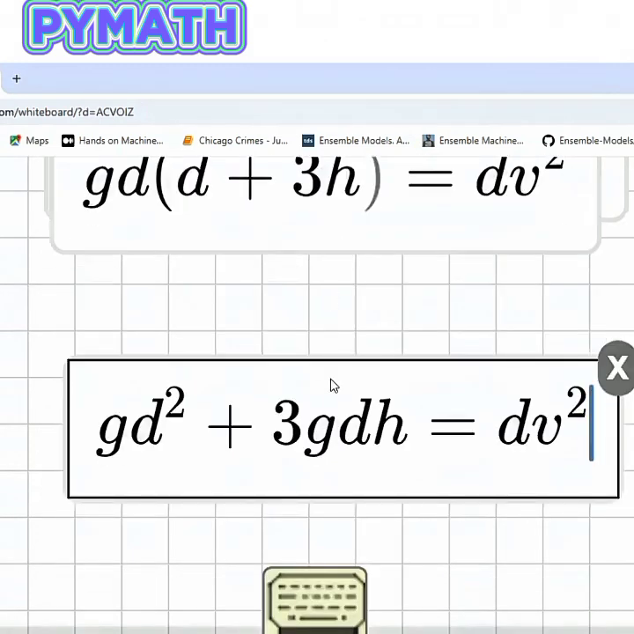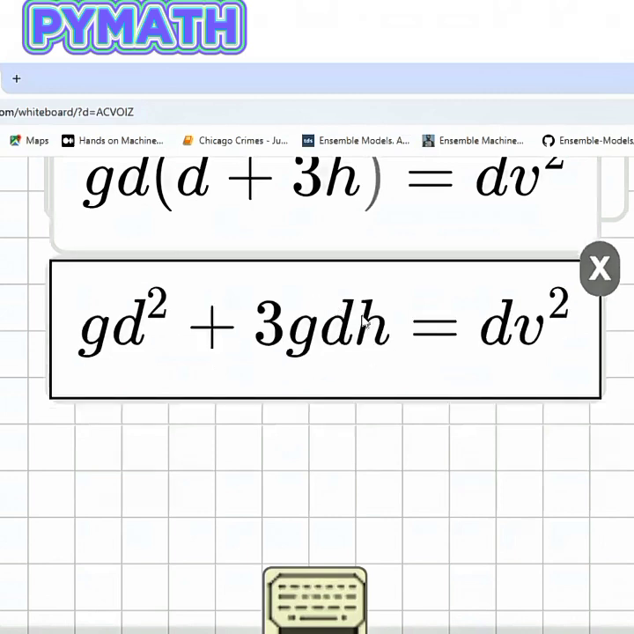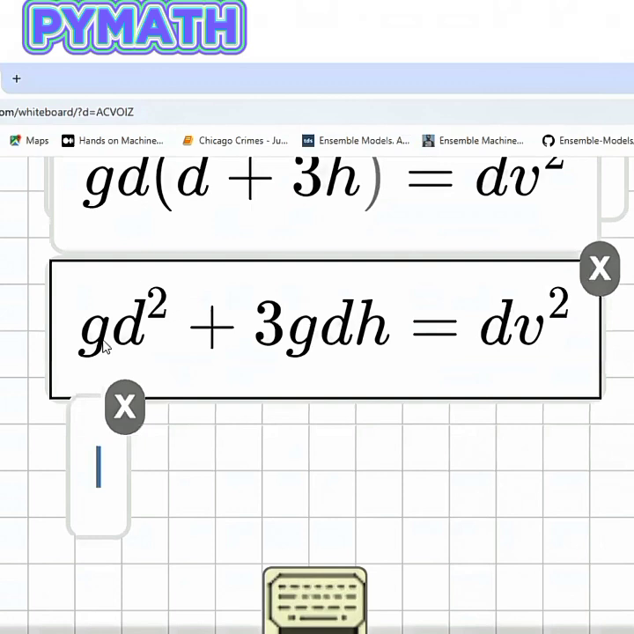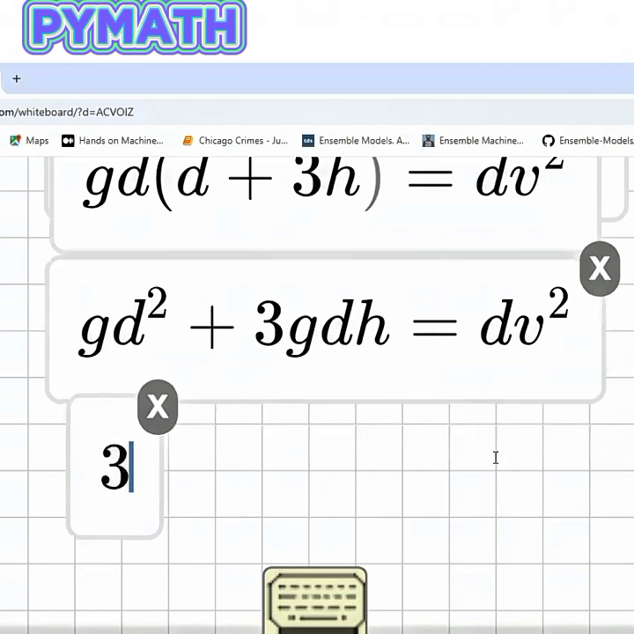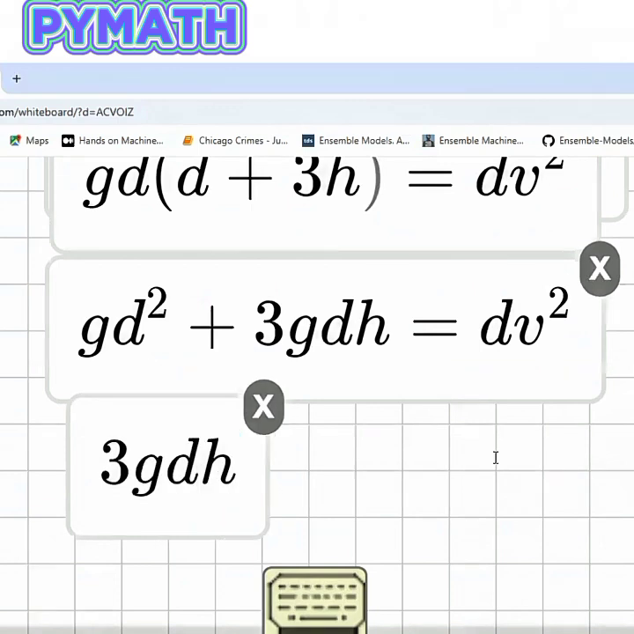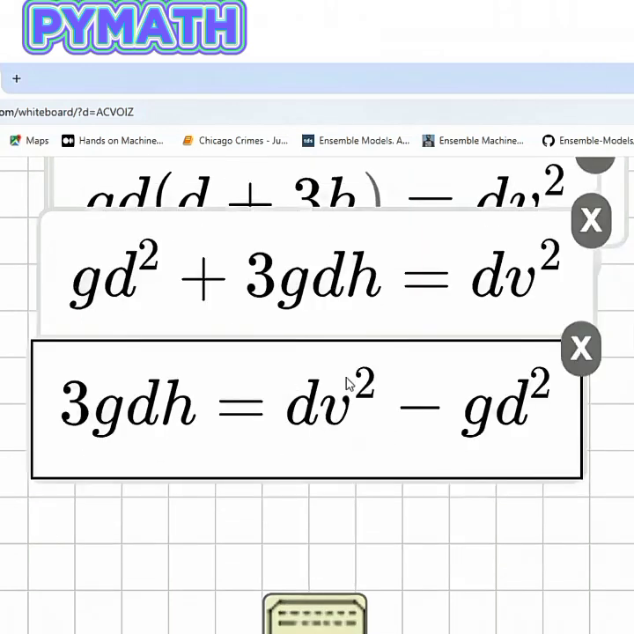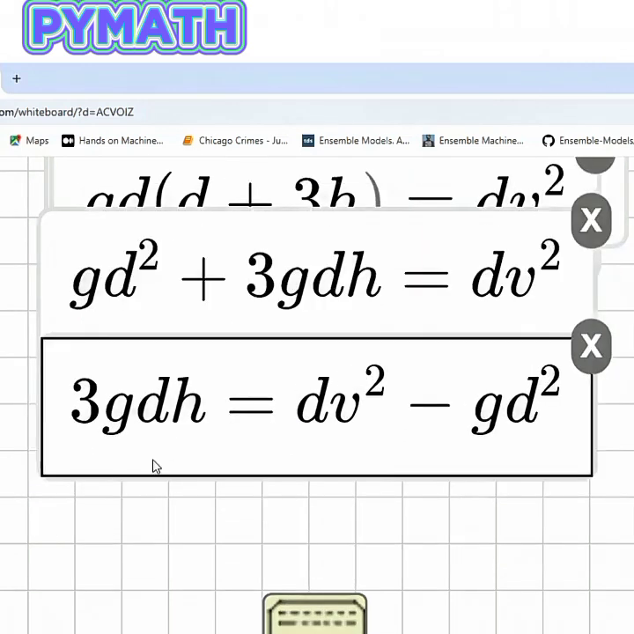Now, looking at this, you see that our h lies here. So first we'll subtract gd squared from both sides. We subtract it from the left-hand side and from the right-hand side. Once we subtract that, we'll have 3gdh equals dv squared minus gd squared. We subtracted gd squared from both sides.